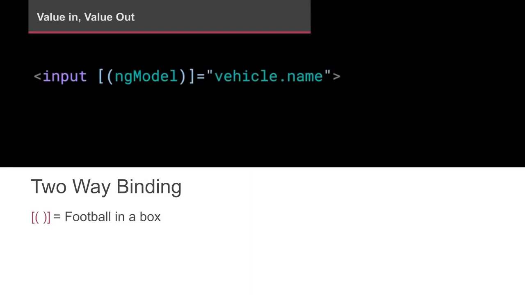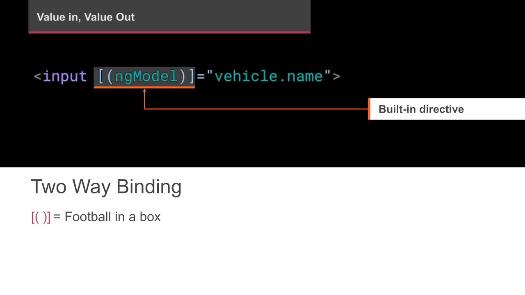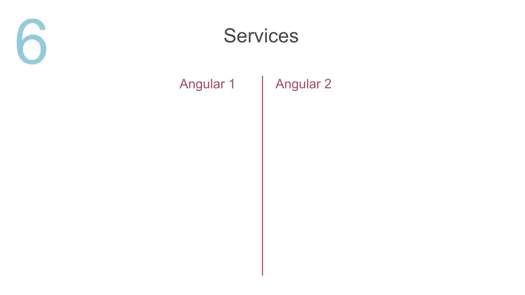And this syntax is jokingly called a banana in a box or a football in a box. So you can say, go ahead and put the square brackets around it, put the parentheses inside, and then whatever's inside there is what you're binding to. And we use ngModel to do that two-way data binding. And ngModel, if you're familiar with Angular 1, is the same name as what we had there too.